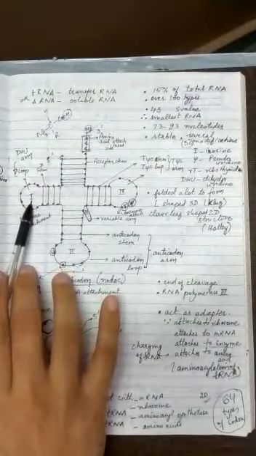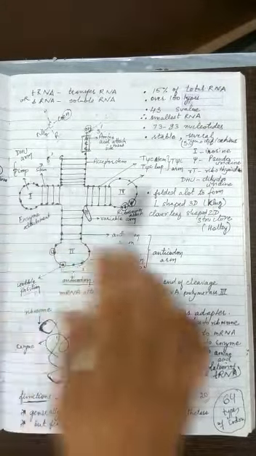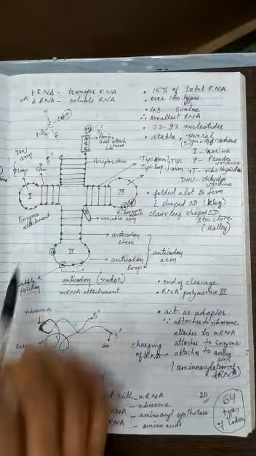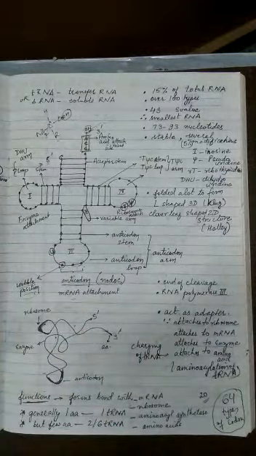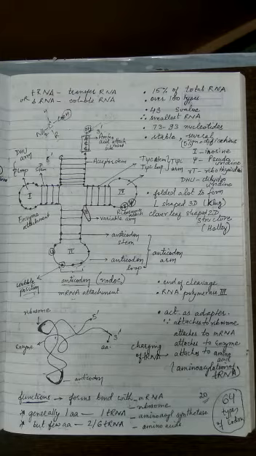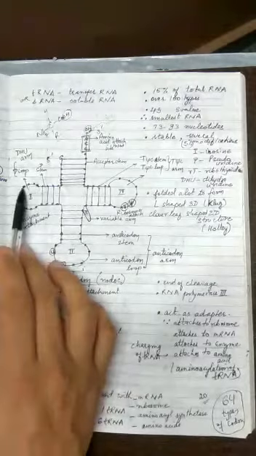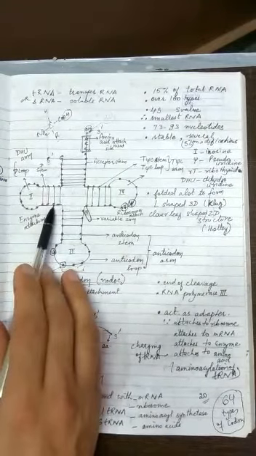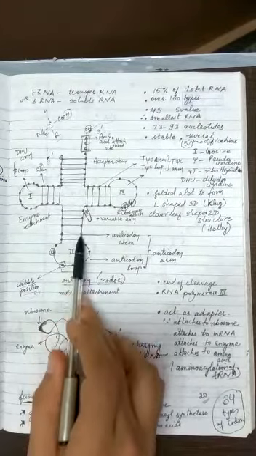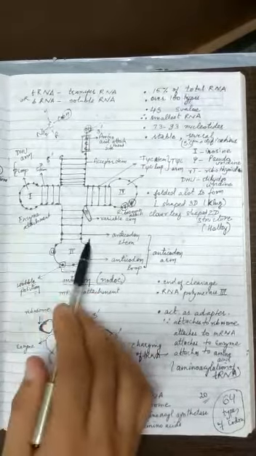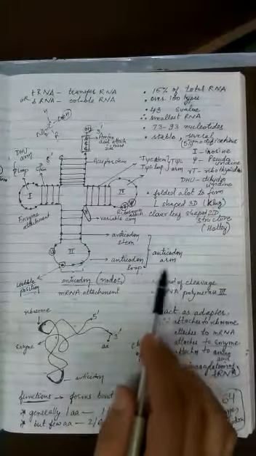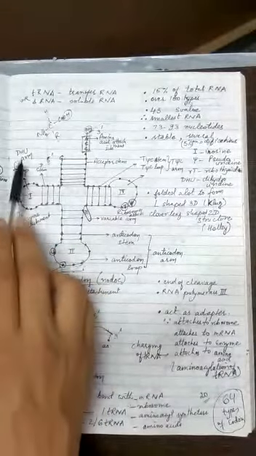So the next arm you can say is the DHU arm, also called the dihydrouridine containing arm. One of the bases present there would be dihydrouridine. That's why it is called the dihydrouridine arm. This would be called the D loop, and this will be called the D stem. Similarly, this will be called the anticodon stem, and this will be called the anticodon loop. Together it is called the anticodon arm. So together this is called the DHU arm.